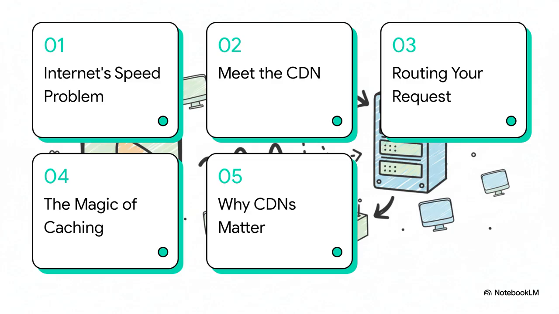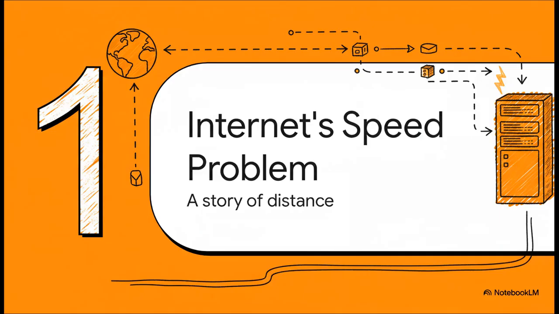All right, here's our game plan. First, we're going to tackle the internet's biggest headache, its speed problem. Then, we'll meet the hero of our story, the CDN, and see how it uses some clever routing and caching to work its magic. And finally, we'll wrap up with why this all really matters. Let's dive in. Okay, first up, the internet's speed problem.